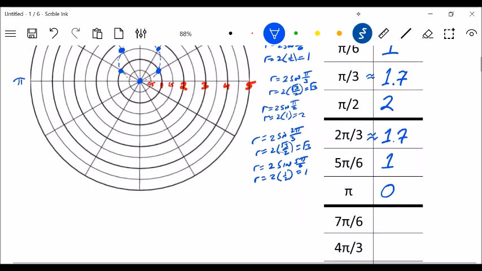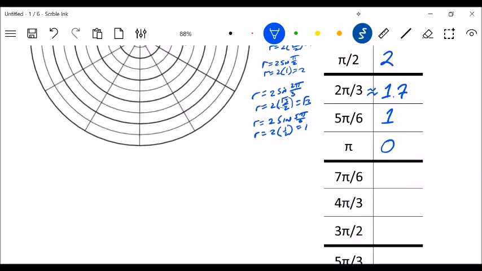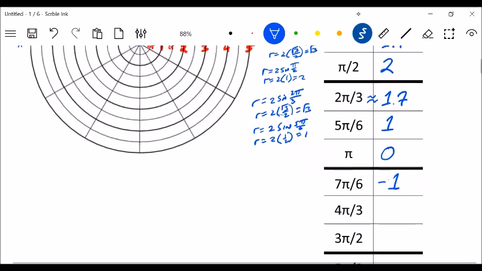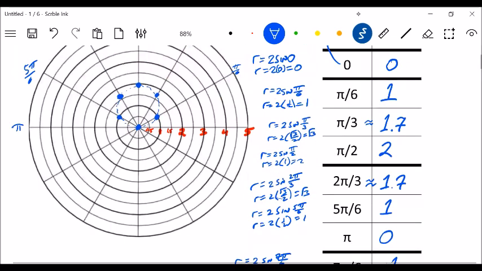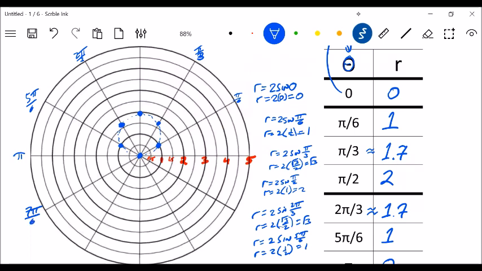Okay. Now, if we keep going and we do 7 pi over 6, we're going to have a negative in there. I'm going to give you what these are to save us some time. So at 7 pi over 6, it's -1. Well, I guess I will do that. R equals 2 sine of 7 pi over 6. Well, at 7 pi over 6, the sine is -1/2. The 2's cancel, and that's how we get a -1. Well, that means we're going to go to 7 pi over 6, but 1 would bring us here, but -1 brings us to here. Well, wait a minute, there's already a point there.